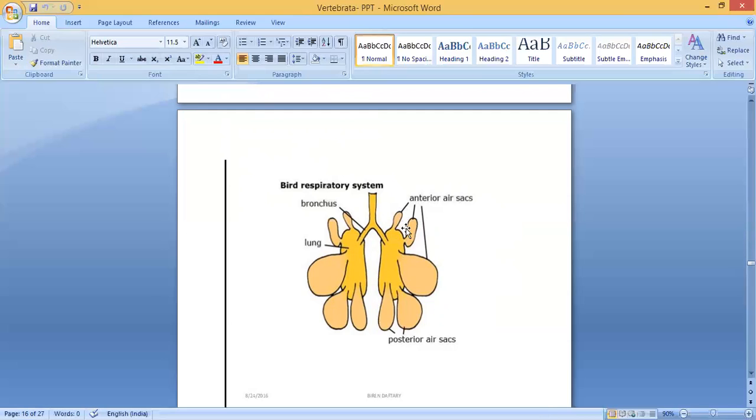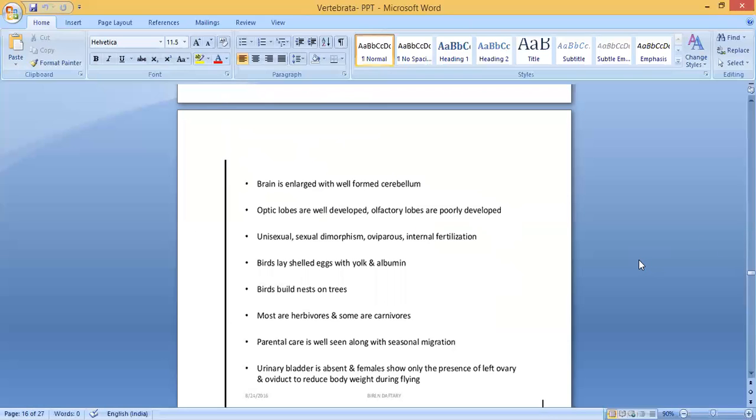This is the anterior side, so they are called anterior air sacs. These are on the posterior side, so they are known as posterior air sacs.